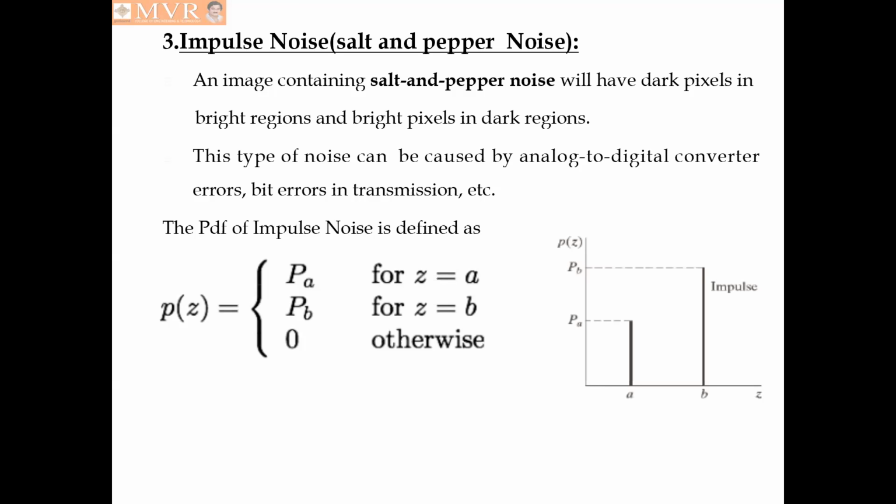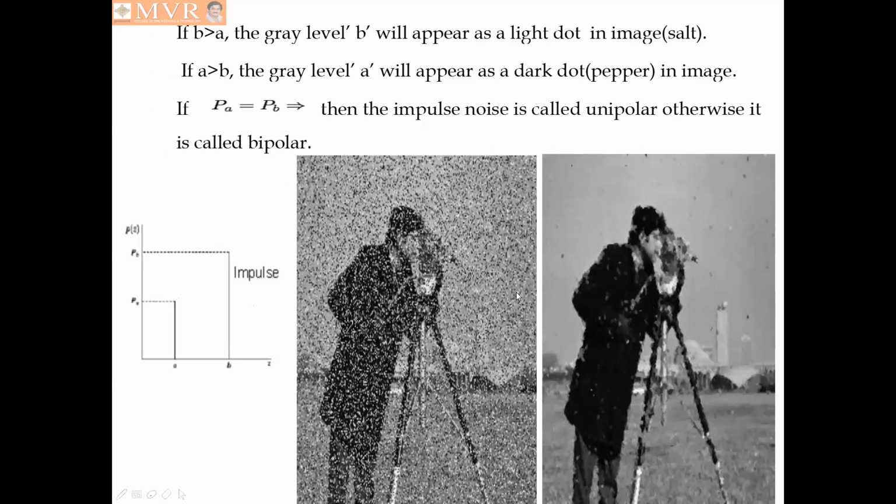Another name for impulsive noise is salt and pepper noise. We can define the probability density function of salt and pepper noise as P(z), which is equal to Pa when z equals a, equal to Pb when z equals b, and 0 otherwise. So this is the graph for the impulsive noise.